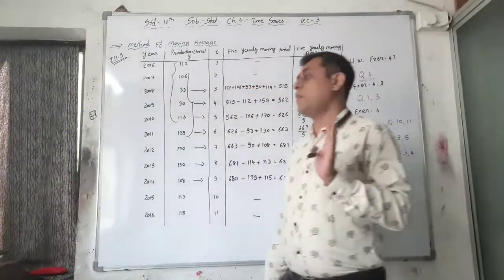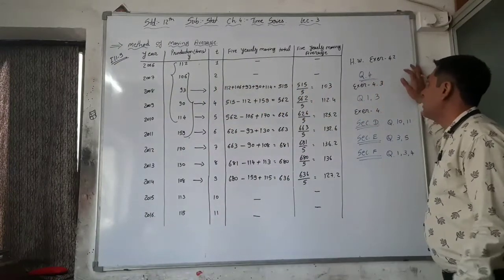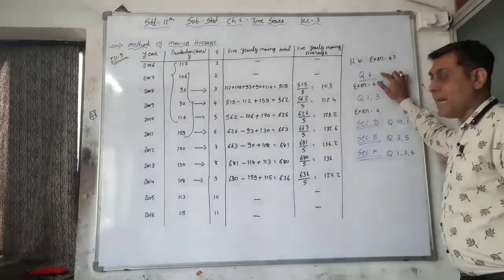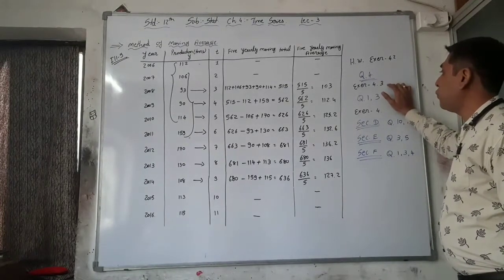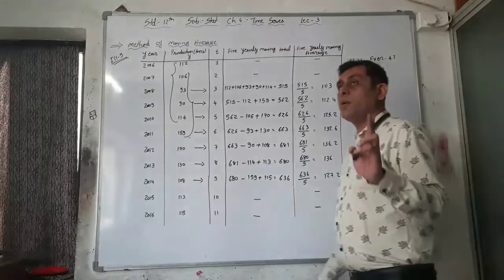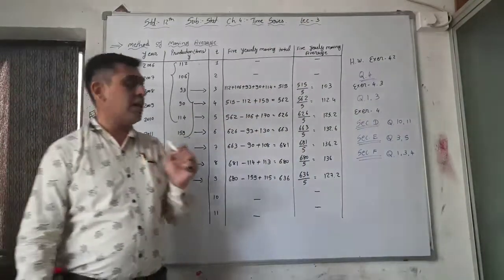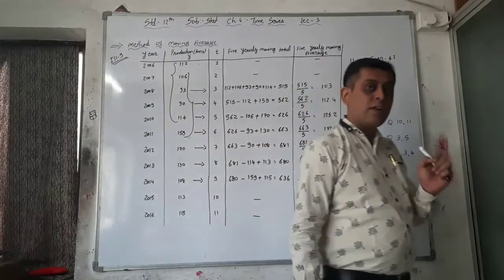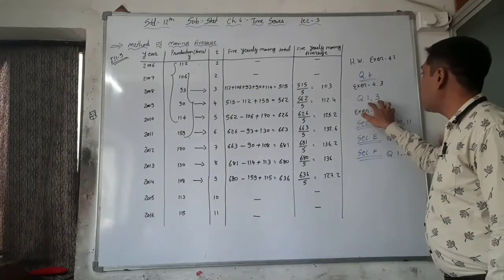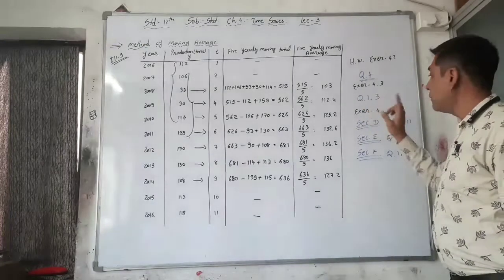Here I am completing my sessions, and now time for homework. See, in the middle of the lecture I will give you the homework of exercise 4.2 question number 4. Next homework is exercise 4.3 question number 1 and 3, because question number 2 and 4 are 4 year moving average, that is just like illustration number 10, and we will discuss in our next lecture. That's why we have to just do only 2 questions, that is exercise 4.3 question number 1 and 3.